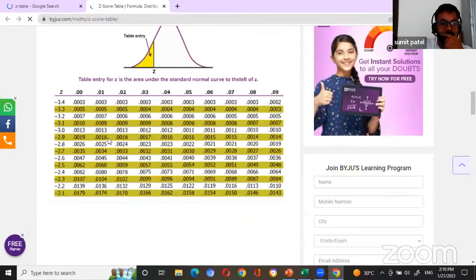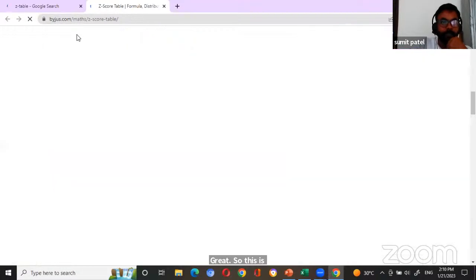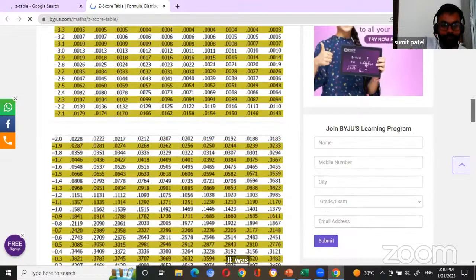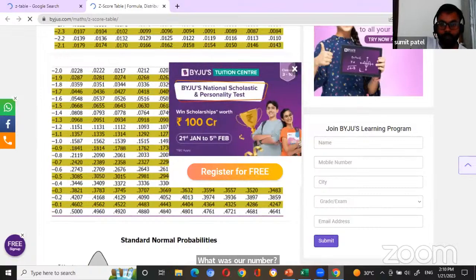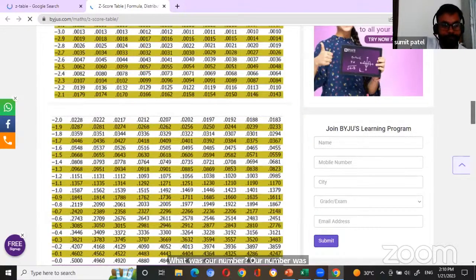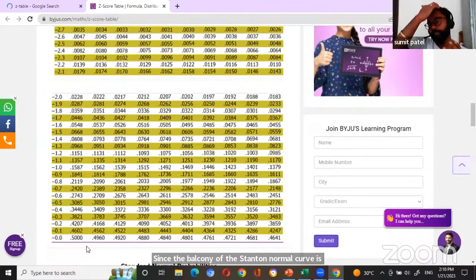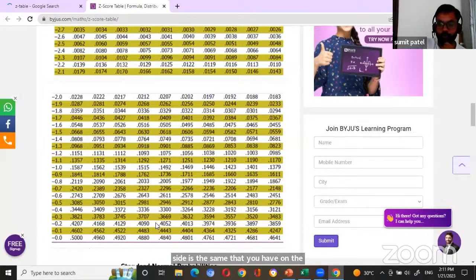Right. So this is the table. Now, what was our number? Our number was 0.65, right? And since the bell curve or the standard normal curve is symmetrical, whatever you have on the right side is the same that you'll have on the left-hand side, correct? Now, let's first find out where our number is.